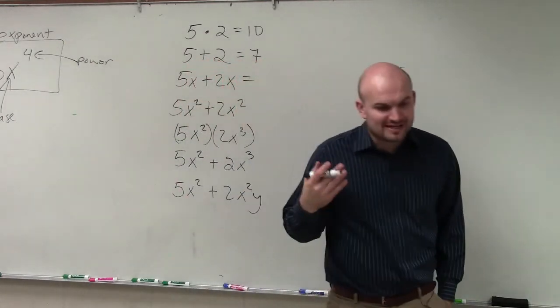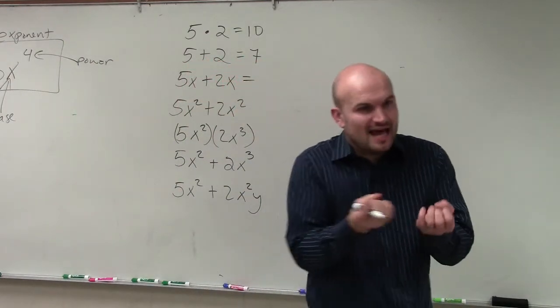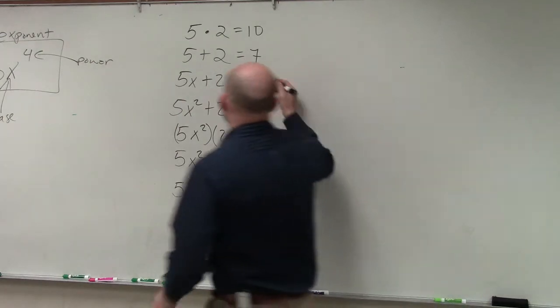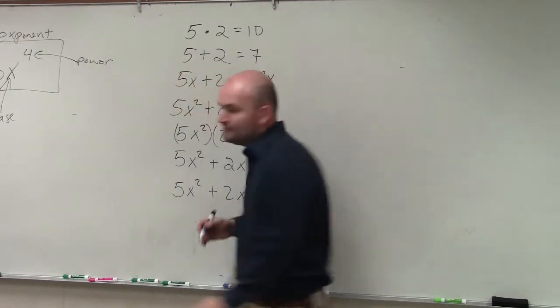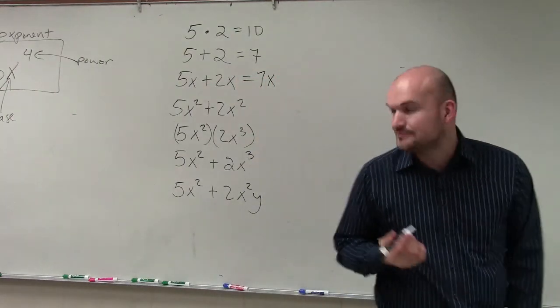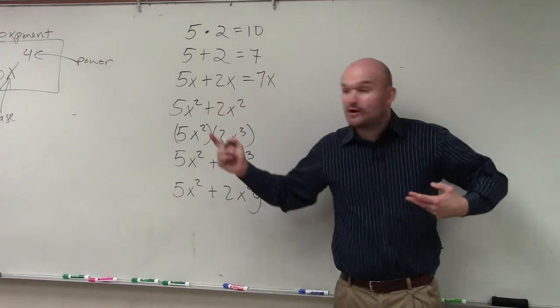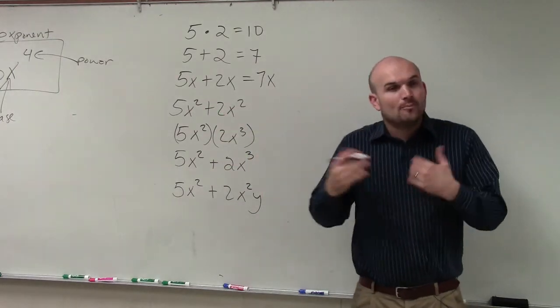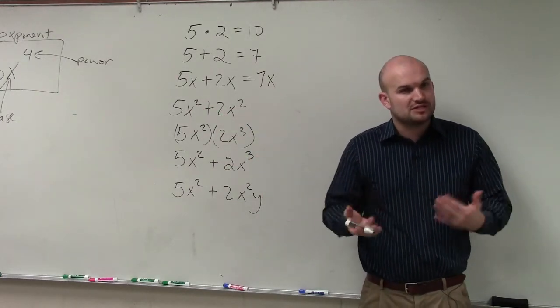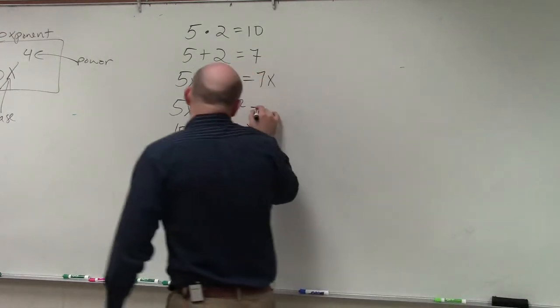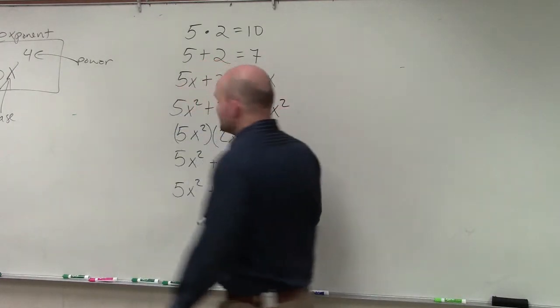So you have 5x plus 2x. Again, both terms have the same variable factor of x. So therefore, Brianna, all I need to do is add the coefficients, which will be 7x. All right? Now, if you look at this, 5x squared plus 2x squared. Now both variable factors are x squared, which is x times x. They have the same variable factors. So again, I can add them to get 7x squared.